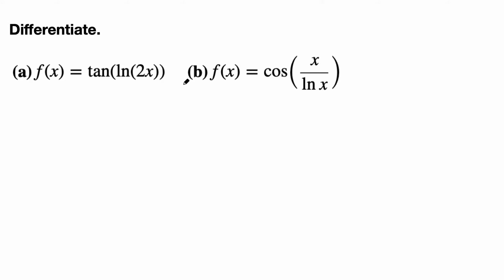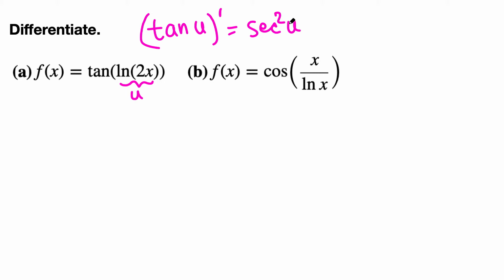Differentiate. So we got two questions here. The first is function f equals tangent of ln of 2x. So tangent of something first. Let's see, whatever we have inside is u. This reads tangent u. And we know the formula from the chain rule. Derivative of tangent is secant square u times derivative of inside function u prime.